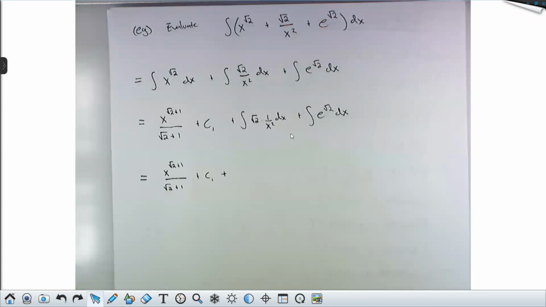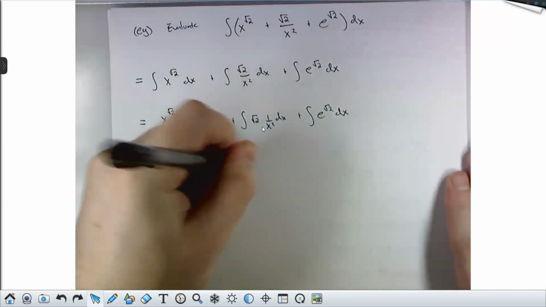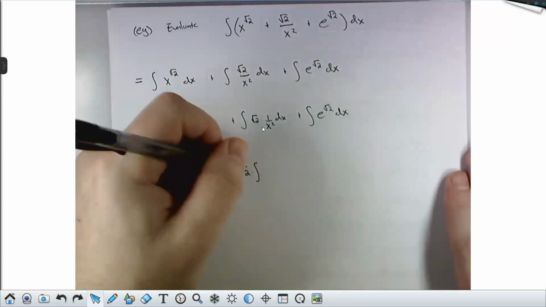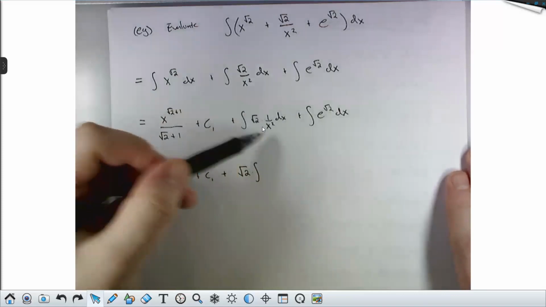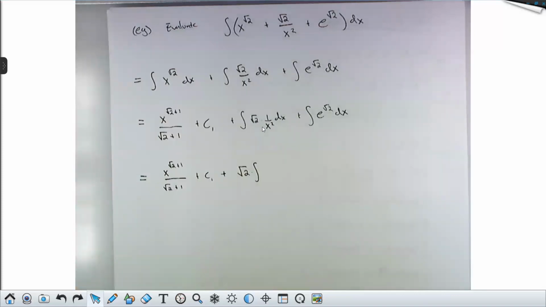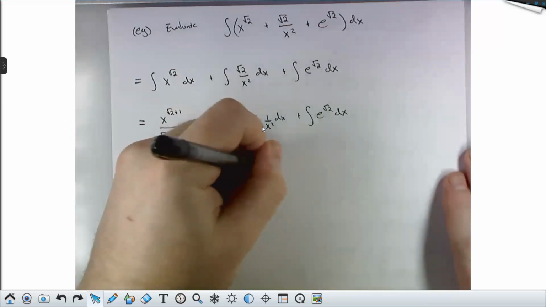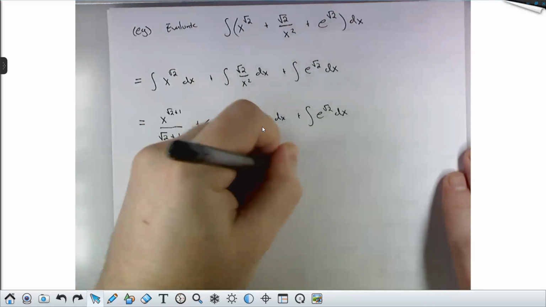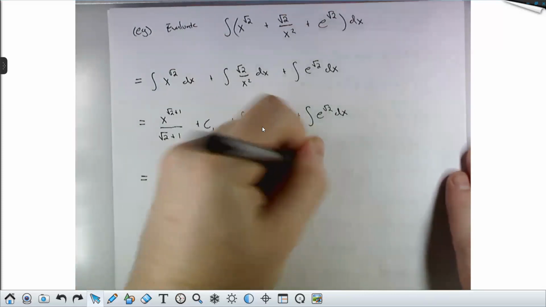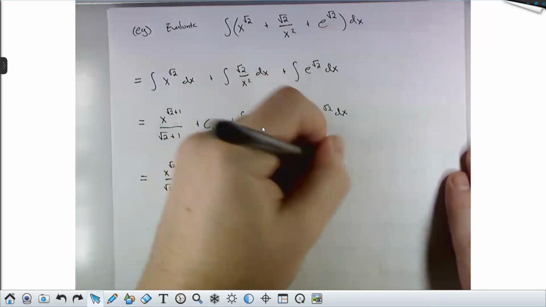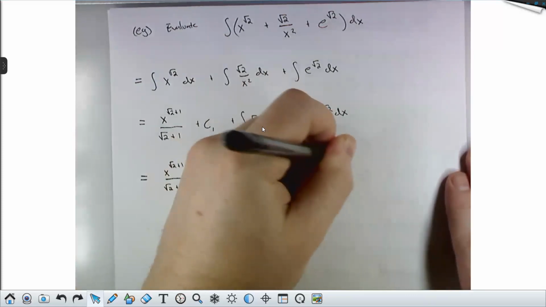The root 2 is a constant. Good, this is a constant multiple, so it can come out, plus root 2 times the integral of, how do I handle 1 over x squared? Couldn't you rewrite that as x to the -2 and then use the power rule? Very good. So this is another power rule thing. And then over here, I also have this integral. I'll just copy it down for now.